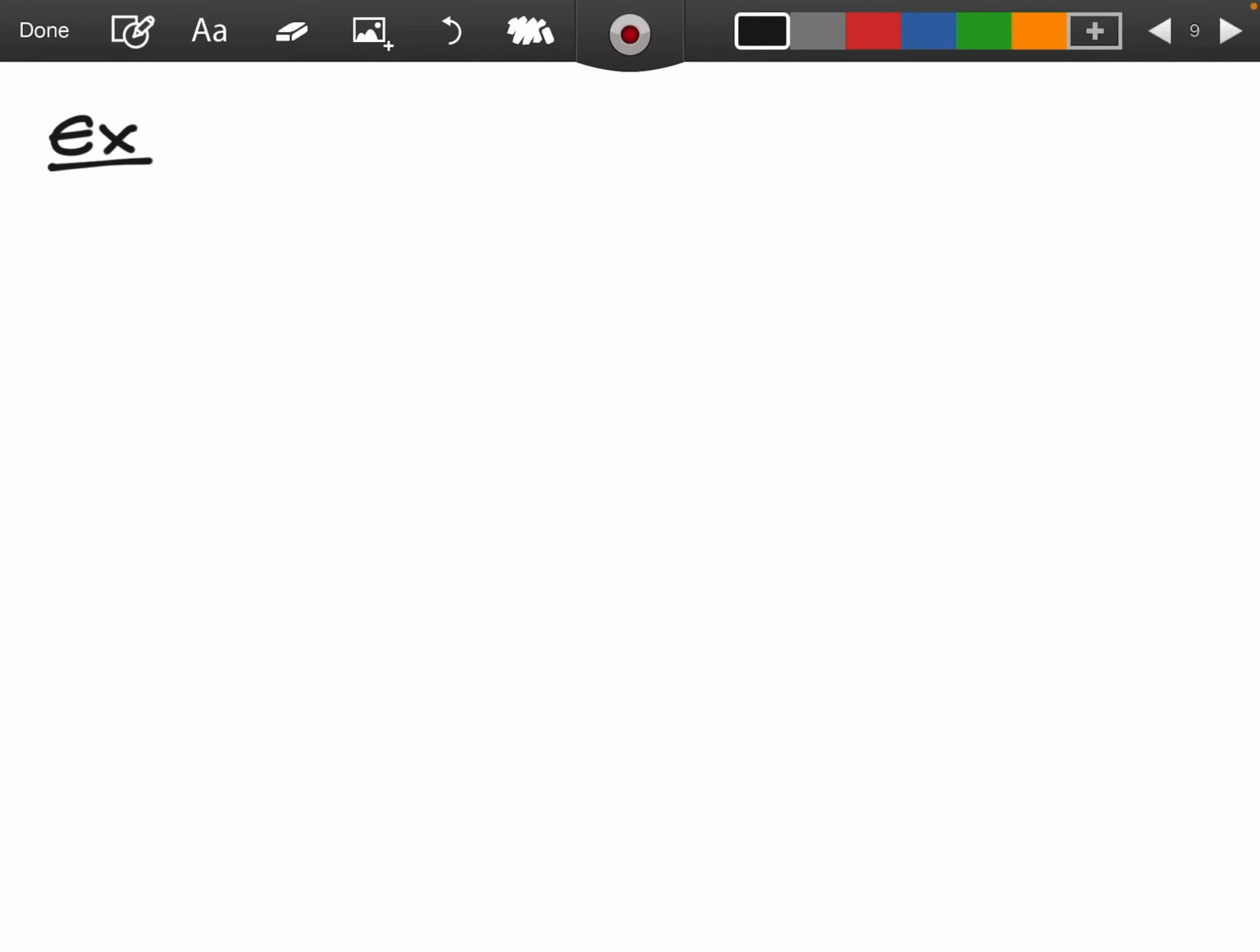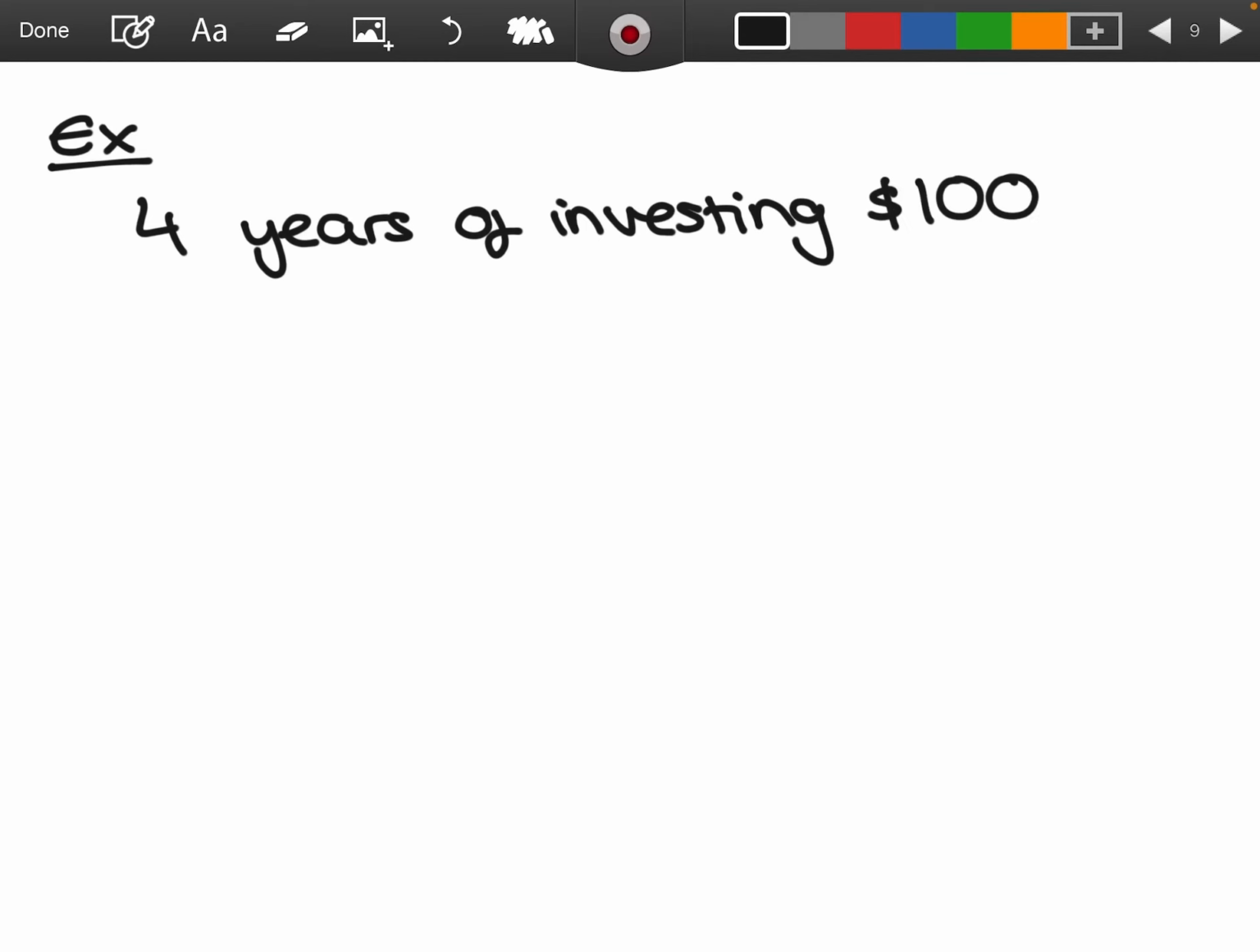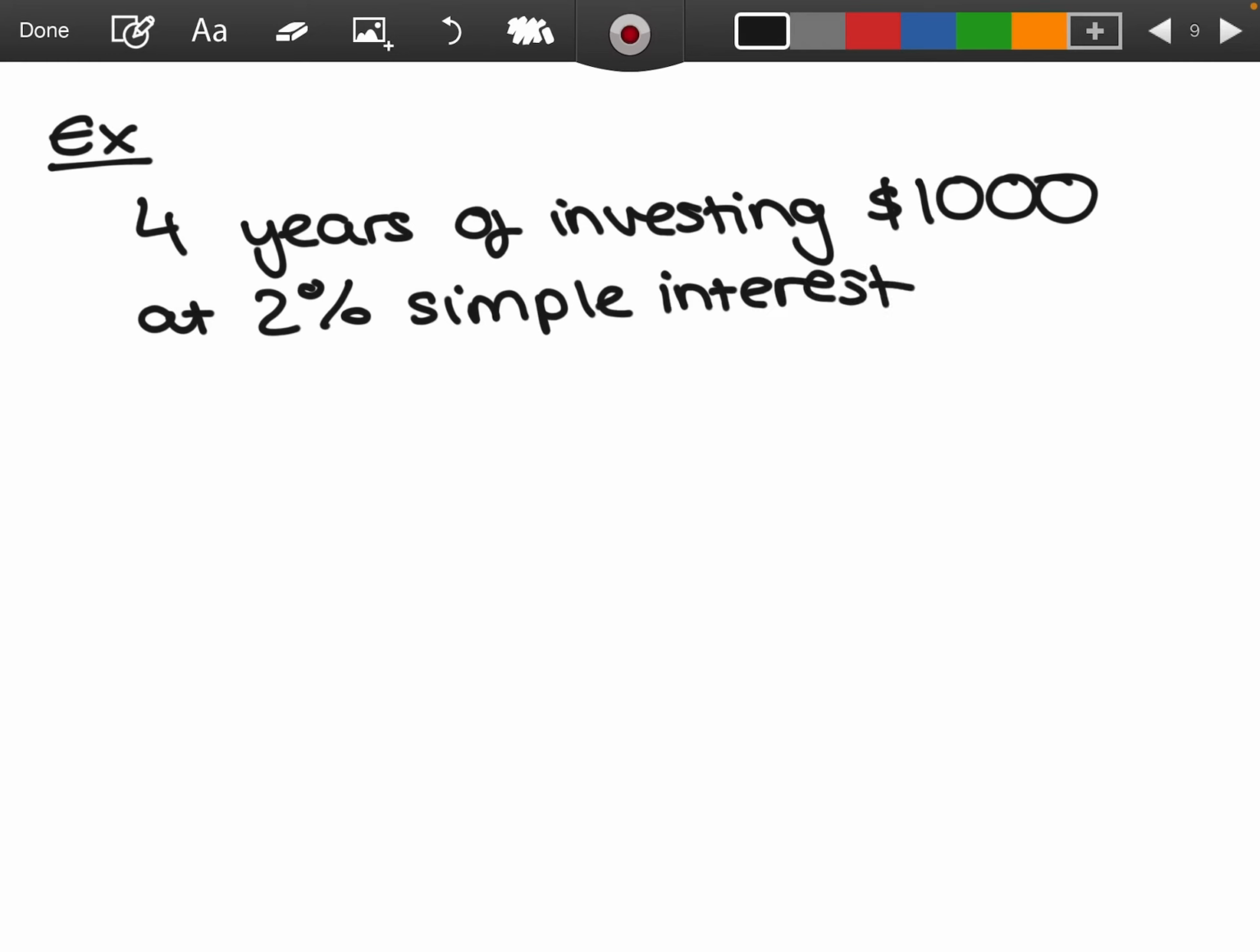So let's do an example of this. Let's say that we want to see what the future value is after 4 years of investing $1,000 at 2% simple interest. Okay. It will always state if it's simple interest or if it's compounded. Okay, so you won't have to worry about what the difference is. They will always state that for you.